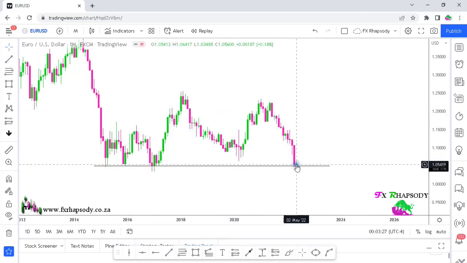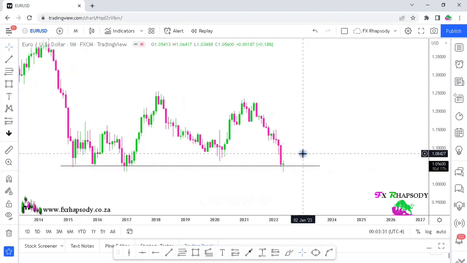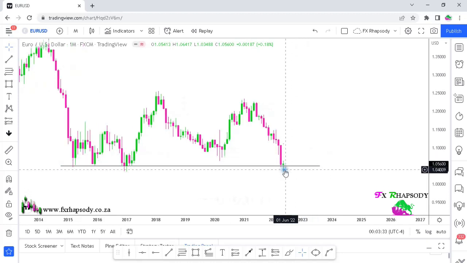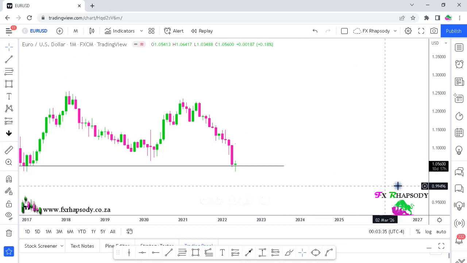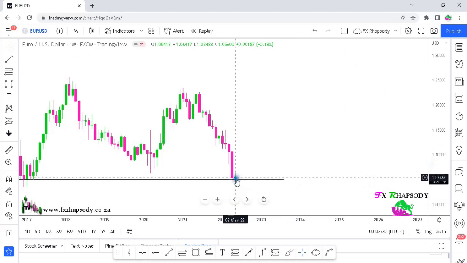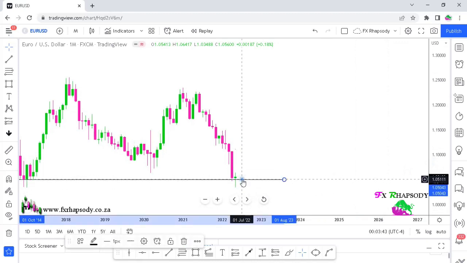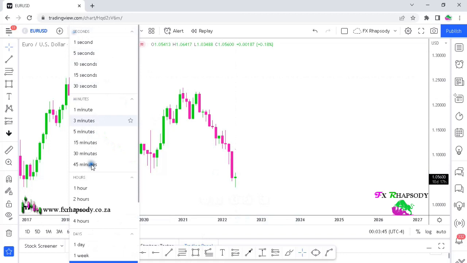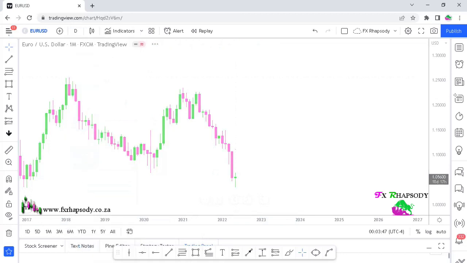It's been touched, it went past it, came up, and now, like I said, it's towards the end of the month. Let's see what this week brings. Will this candle close above this, or will it close below this big support area? It's just going to be interesting to see what's going to happen.